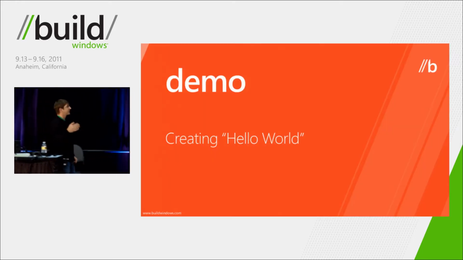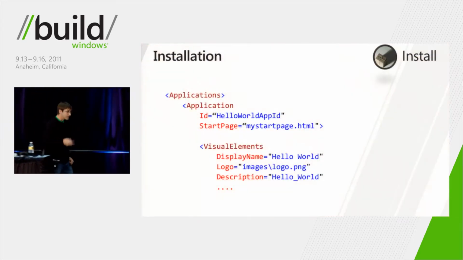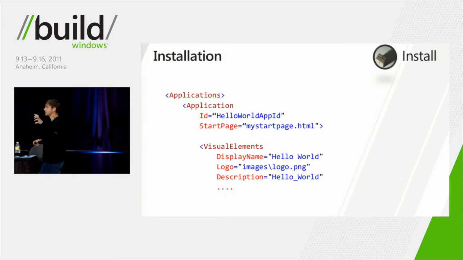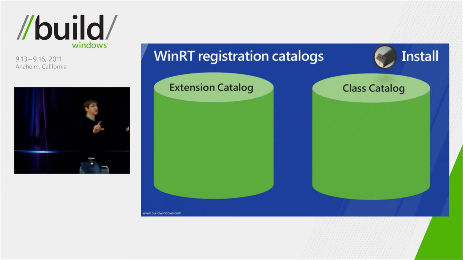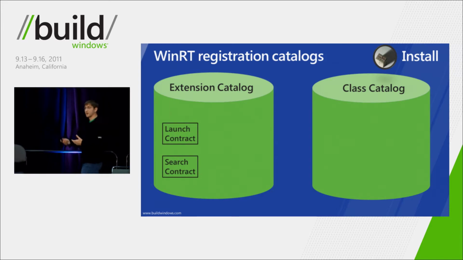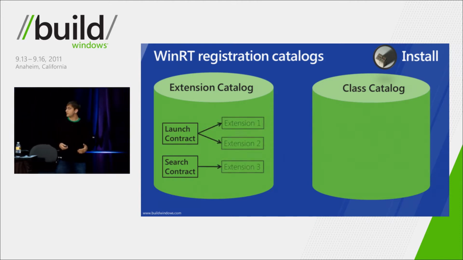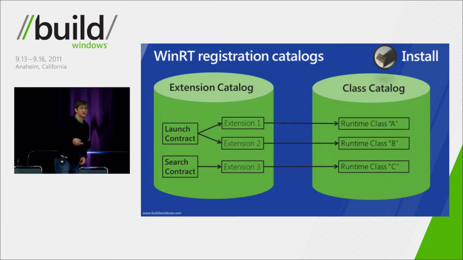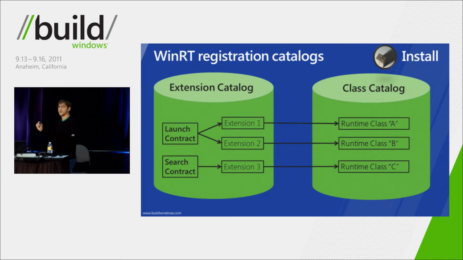But before we do, I think right now is probably a good time to come back and take a look at what we just saw. We saw that installation was declarative. We saw just a few lines of code for your application's registration. We saw that those few lines of code got changed into two different kinds of registration, an extension registration and a class registration. We saw in that extension catalog that's located in the registry, we organize it based off of contract. Those contracts in turn point to extension registrations. Those extension registrations in turn point to class registrations. It's those classes that have the code that we need to run for your app.